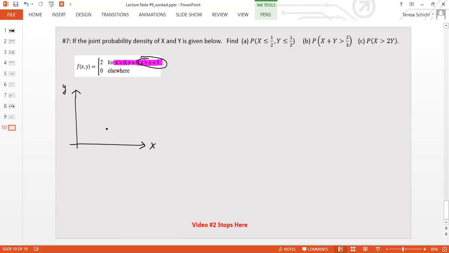Okay, so let's graph this line. So when x equals 0, y equals what? y equals 1, right? When y equals 0, x equals 1, correct? Okay, so now that means this is our line, right? So this is x plus y equal to 1. But then they say it's less than 1.